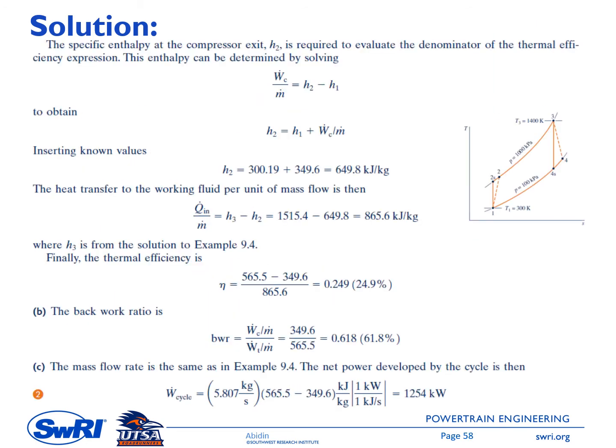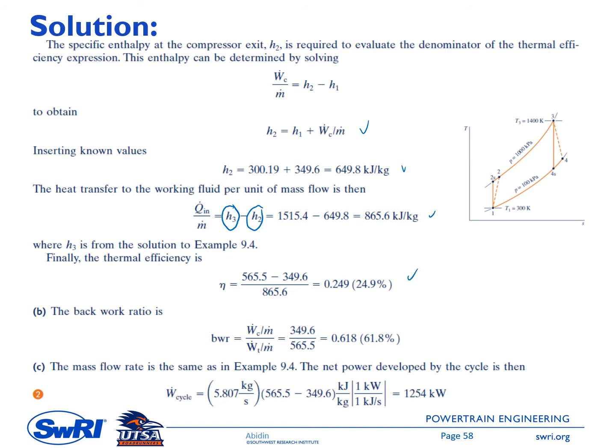By using the compressor efficiency correlation, you will be able to get H2. H2 here is 649.8 kilojoules per kilogram. And then you know Q in. H3 stays the same as the previous example, but you have a new H2 here. Once you have the actual turbine power, actual compressor power, and the new Q in, you should be able to get the thermal efficiency.